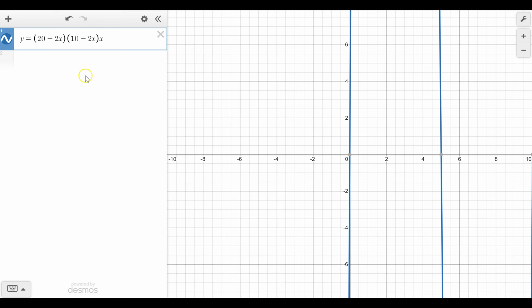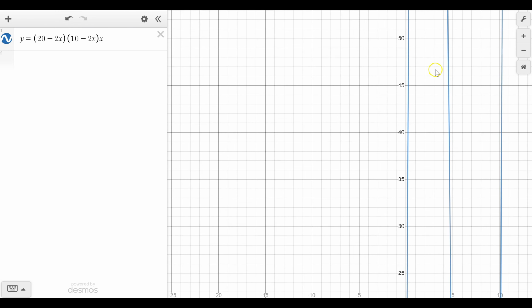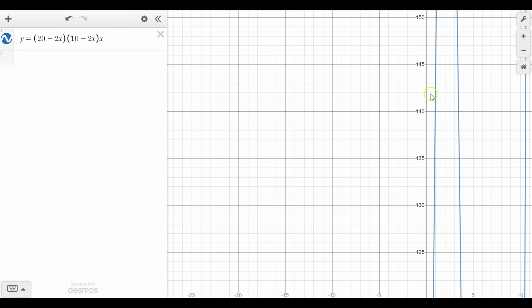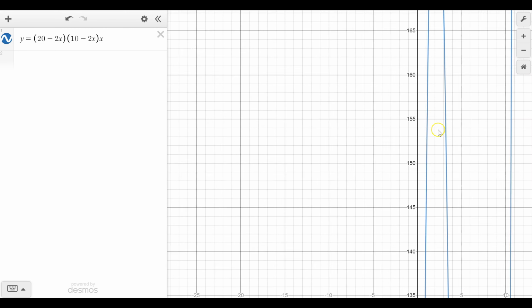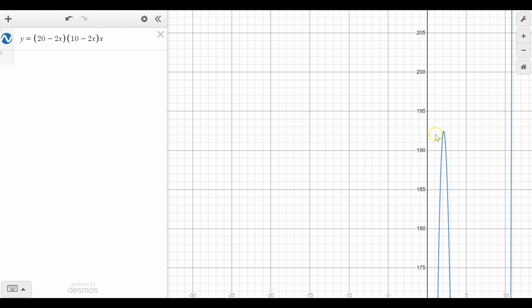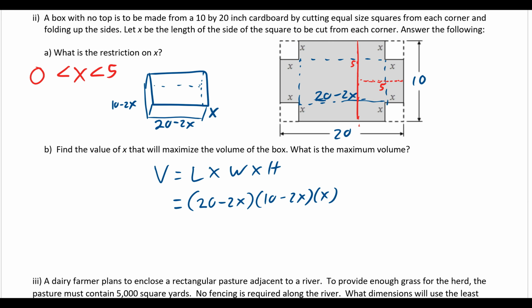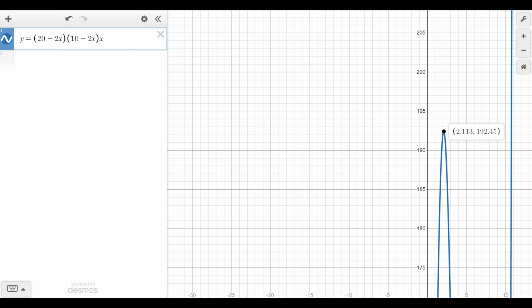And then you have to ask yourself, okay, well, what is the restriction here? It's only between 0 and 5. So this is where we're looking at, just here to here, 0 to 5. And you can see it, that's where 0 is. You cut nothing out, you don't have a box. And if you cut out 5, you don't have a box. So that's why those are the intercepts. So what we need to do is scroll up like that until we see what our max is. You can only look between 0 and 5. You see there's stuff over here, who cares? It's only here. So we scroll up right here, click on our graph, and there is our max. So 2.113 and 192.45.